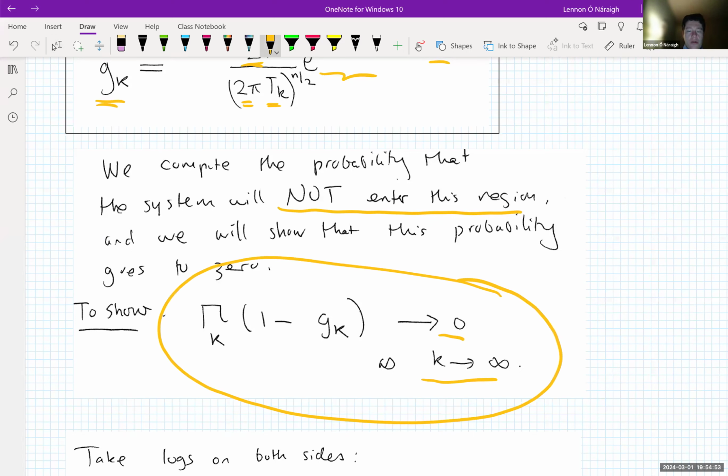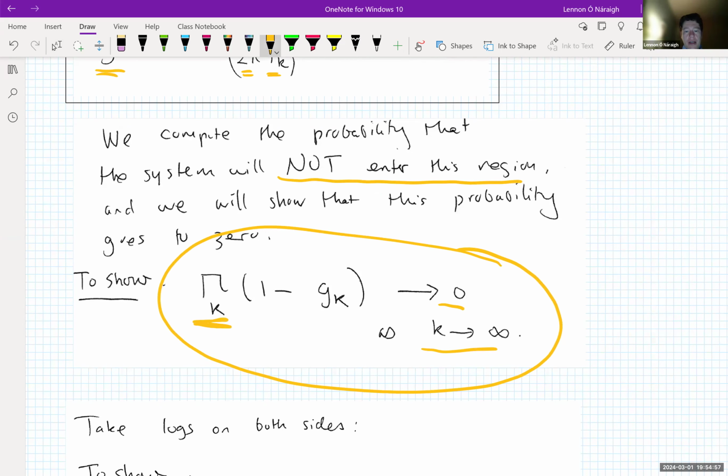So it suffices to show this. This notation here is for the product. This is the product because it's an "and" in probability. It's the probability that the system is not in the region after cooling step 1, and the probability that the system is not in the region after cooling step 2, and so on and so forth. So you want to show that this goes to 0.